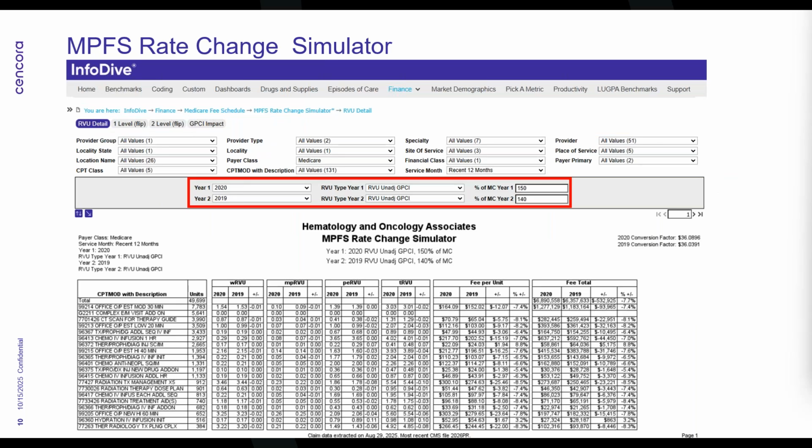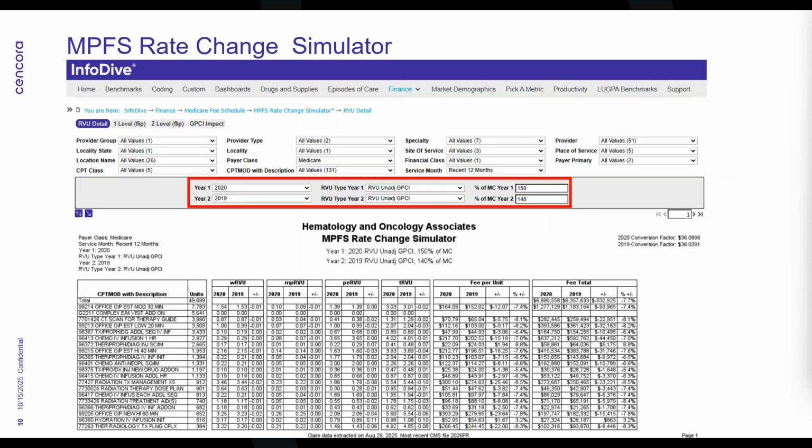This last screenshot is the rate change simulator report, and this is a great way to compare 2 different commercial plans. For example, you could enter the specifics of your Aetna in year 1 category and your Cigna in year 2, and then you can compare their reimbursement rates by CPT code. Now, you could also use this report to see how a change in a contract would impact the practice based on the actual number of services that have been done in the recent 12 months.